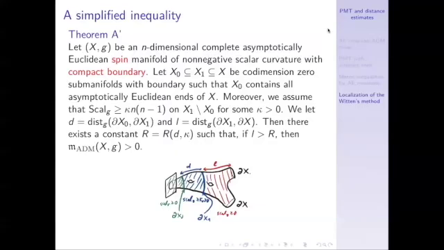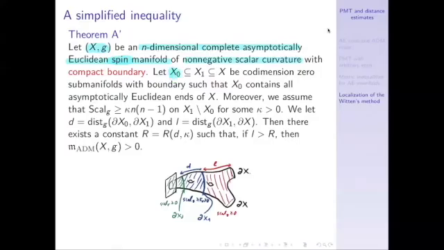Now I want to give an idea of the proof of theorem A. Instead of theorem A, that might be a little bit too ambitious, I will sketch the proof of a simplified inequality, which is theorem A prime. So we start again with an n-dimensional complete asymptotically Euclidean spin manifold. We assume that the scalar curvature is non-negative, and we assume that the manifold has compact boundary.